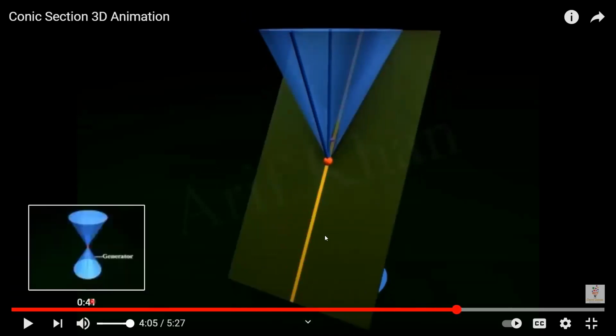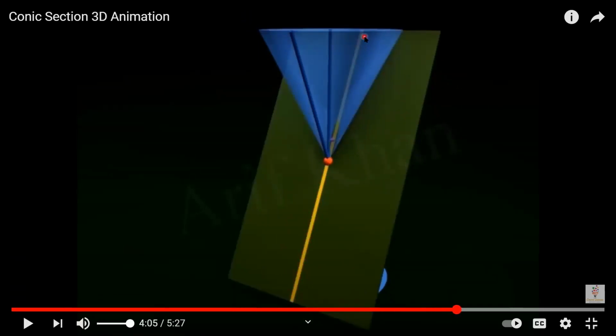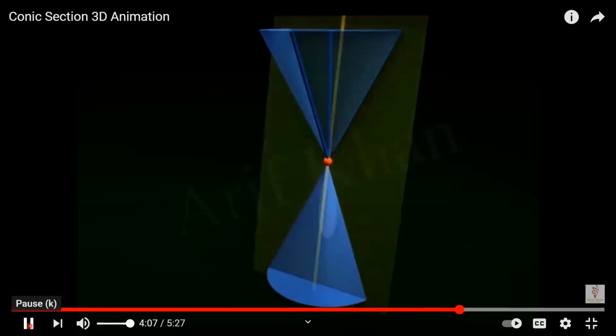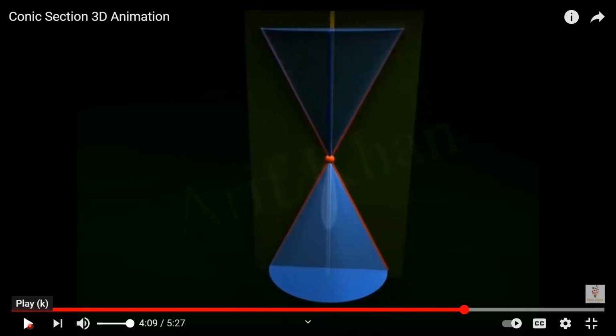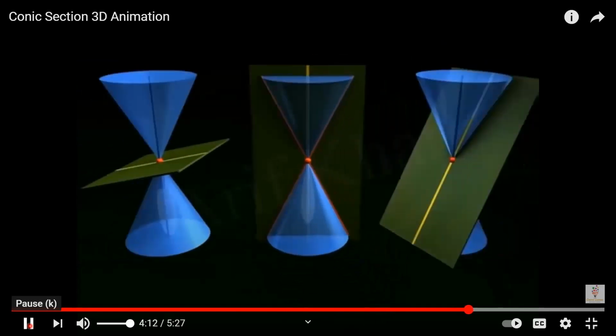See, in this case, you can see that you will get a line like this. If you cut like this, the intersection is a line. The yellow line, you can see that. And if you cut exactly through the middle, straight, you will get two lines, two intersecting lines.